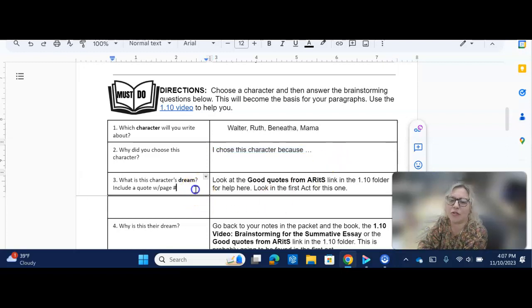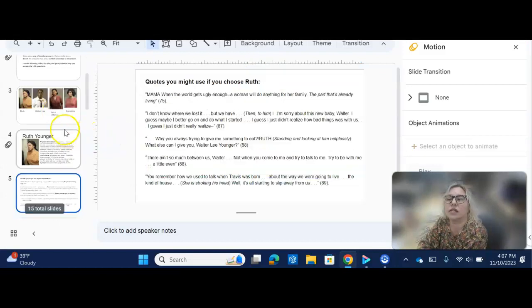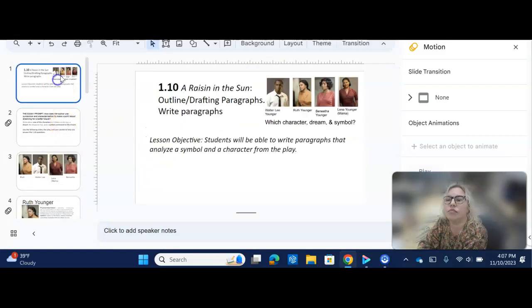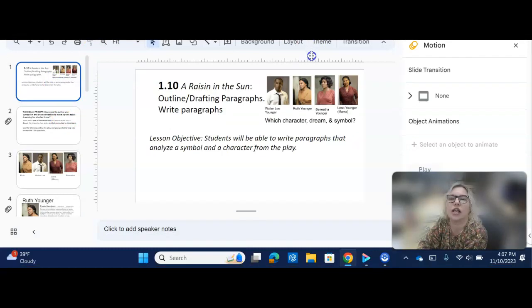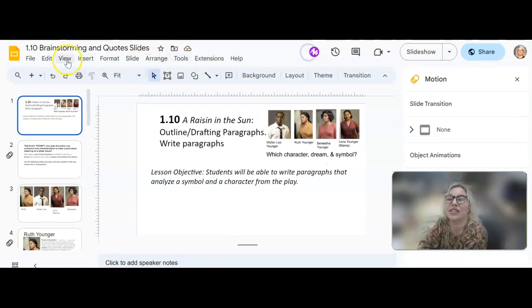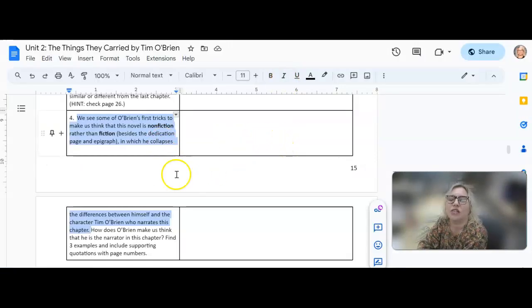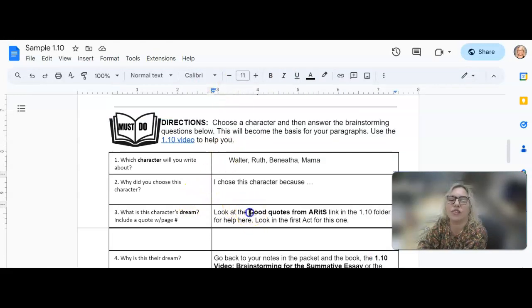Let's move on to number 3. What is this character's dream? Include a quote with a page number. All right, there is a document, it's this one here. I changed the name. I called it the 1.10 Brainstorming and Quotes Slides, okay?